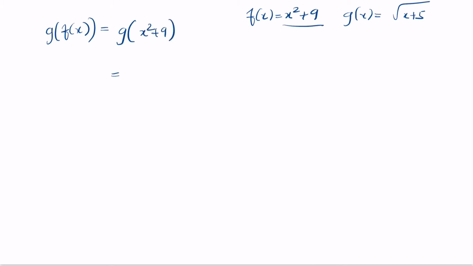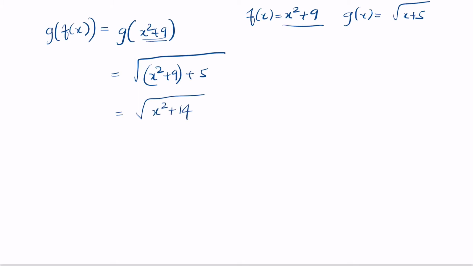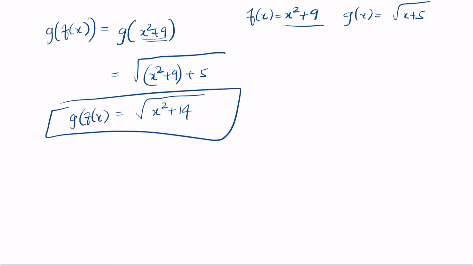So that equals, now what is this function? How would you write this? Just replace x with this value. So the function originally is under root x plus 5. So in place of x, write down x square plus 9. Remember that we are just replacing the value with the function. So it becomes x square plus 9 plus 5, which becomes 14. So g of f of x is under root x square plus 14.